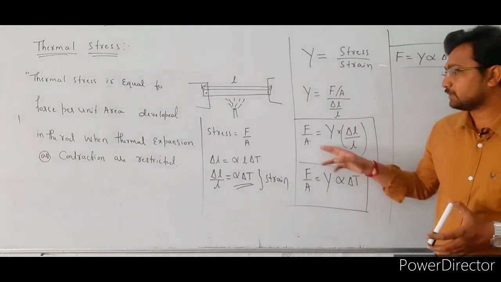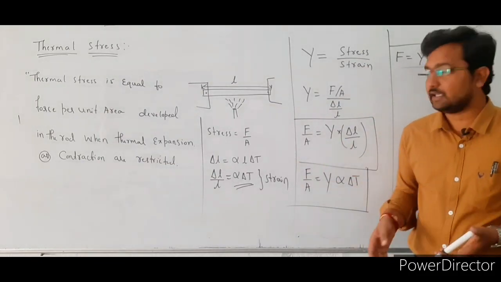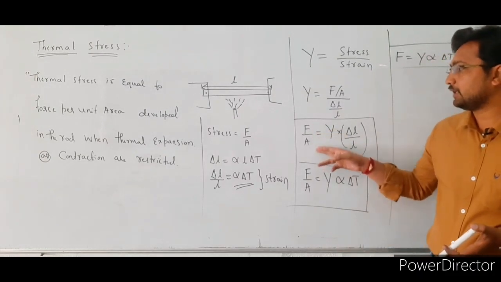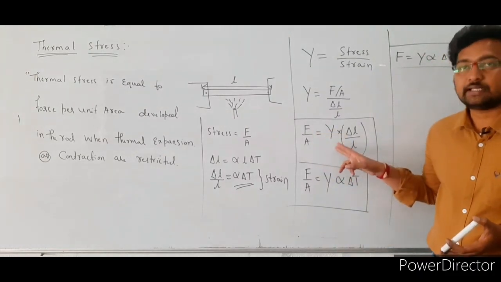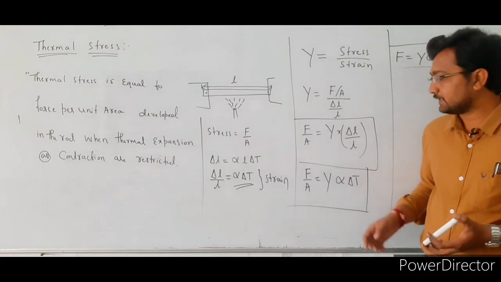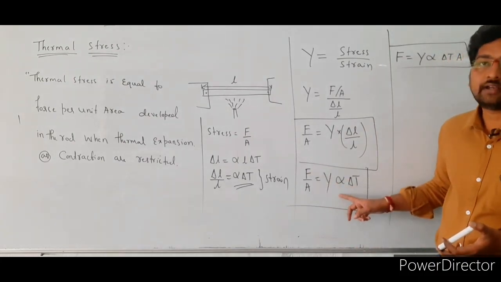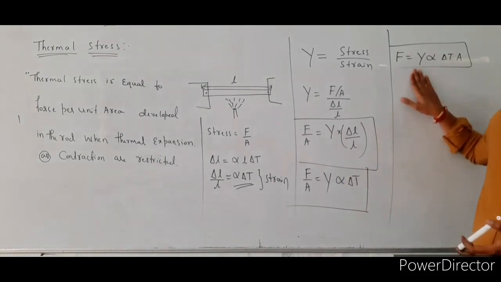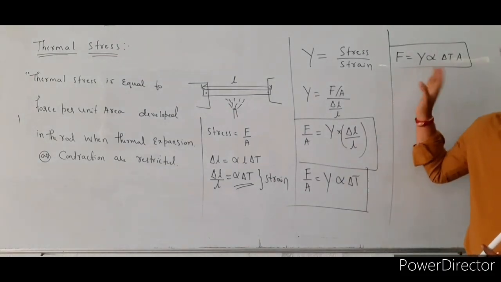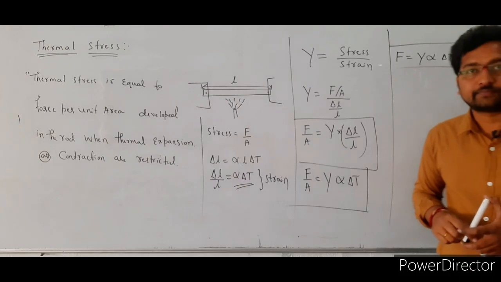Finally, we will get the expressions to calculate the stress. The first expression is force per unit area is equal to Young's modulus into strain, right? And the second expression is force per unit area is equal to Young's modulus into alpha into delta T, and this formula we use to calculate the force value.